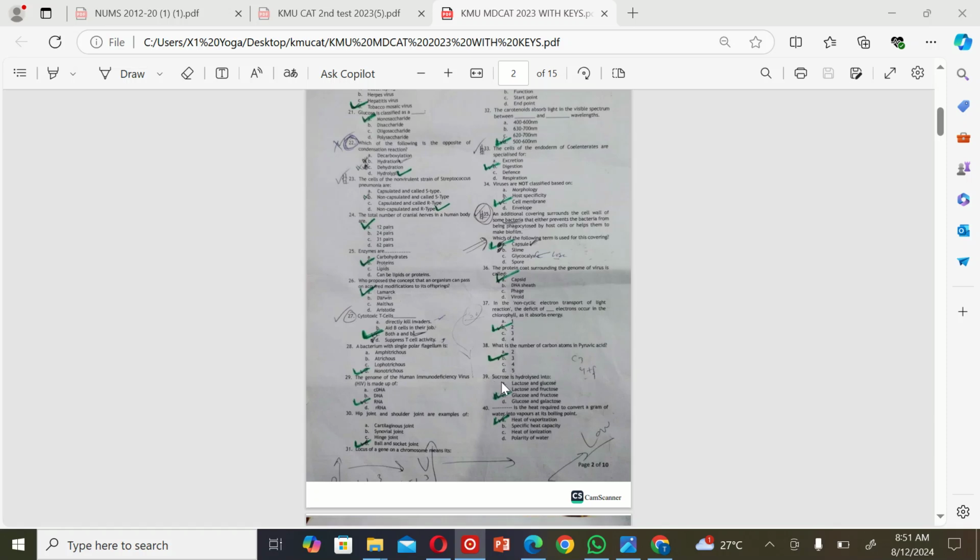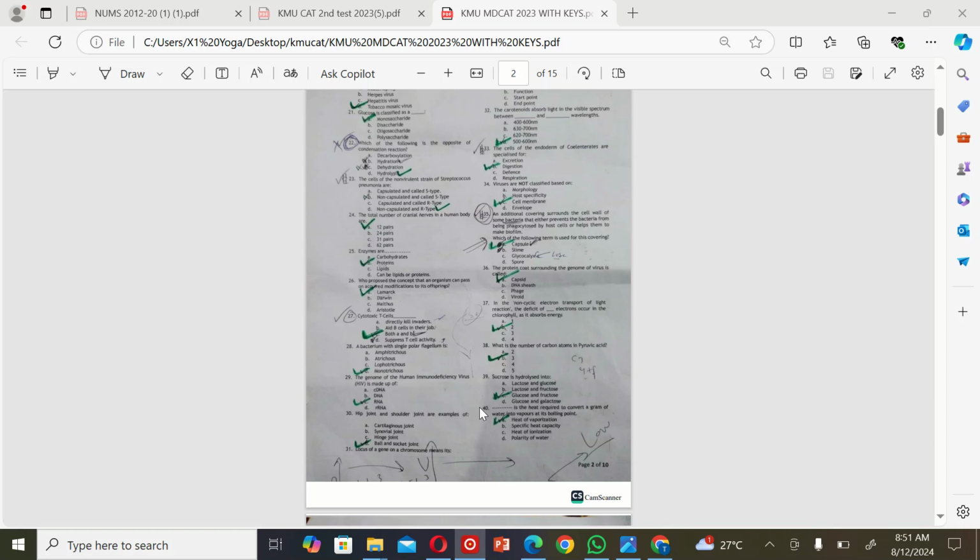The next MCQ is: sucrose is hydrolyzed into A. lactose and glucose, B. lactose and fructose, C. glucose and fructose, and D. glucose and galactose. So the correct option is C, glucose and fructose.